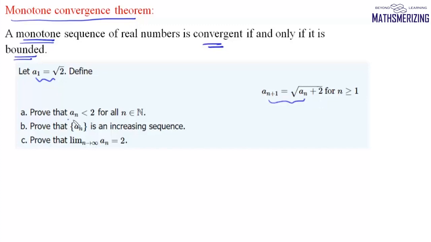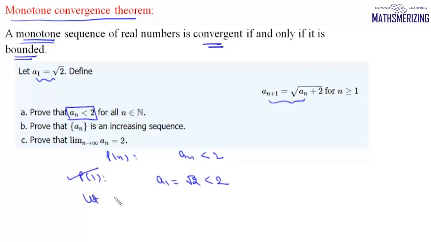Now we'll prove this first part using induction. So our assertion is Pn, which is an is less than 2. Now we'll prove this result for P1. Now we take n as 1, we'll get a1, and the value of a1 is root 2, and root 2 is less than 2. That means statement 1 is correct.